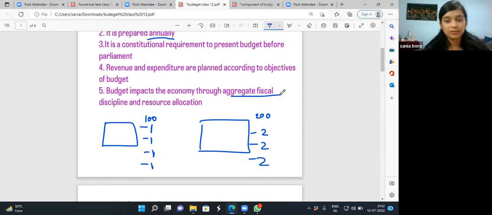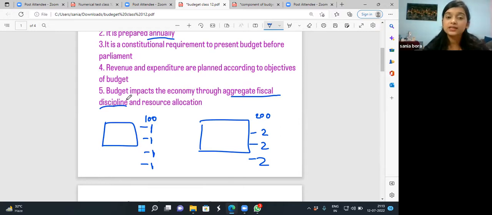How? Through fiscal discipline. Means whatever you will be doing the entire year will affect it. I made the budget today, and according to that budget, I have to work in a discipline throughout the year. Fiscal means the financial year, right? Throughout the year, I have to work accordingly. Whatever budget I made today, it's not for 1 day or 2 days. Throughout the year, I have to work according to my budget.